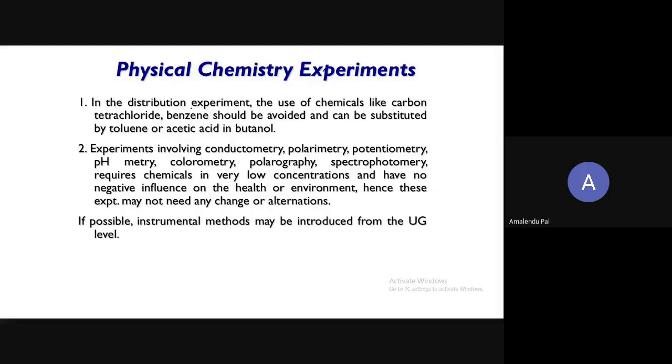This is what we have to change in our mind, so that instead of carbon tetrachloride and benzene, we can use toluene butanol, or acetic acid butanol. These are safer chemicals than benzene and carbon tetrachloride. So these things we can do in the distribution experiment.